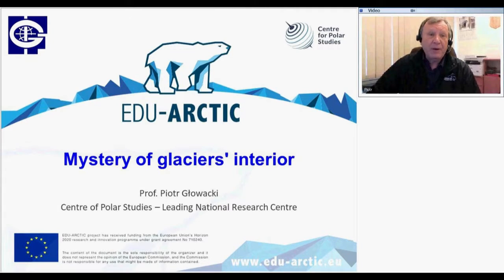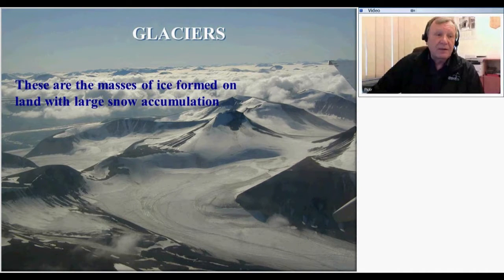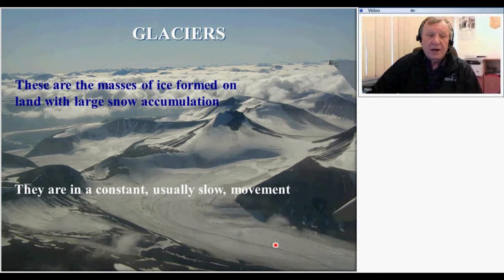We have on our planet two types of ice. One type is the ice on the sea, and the second type is ice on the glacier. What is the definition of a glacier? You have on the picture a visible area in the mountains with a few glaciers. A glacier is a mass of ice formed from long or large snow accumulation. And the next element of the glacier is constant and usually slow movement.